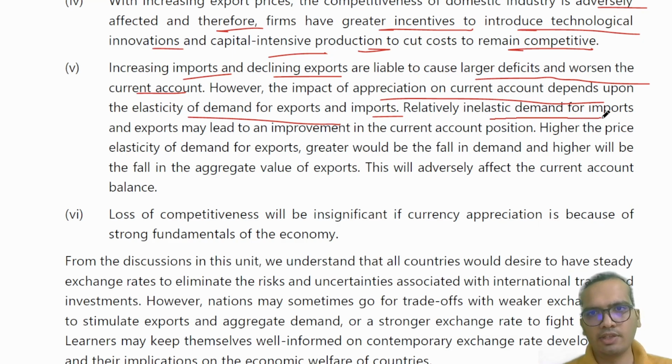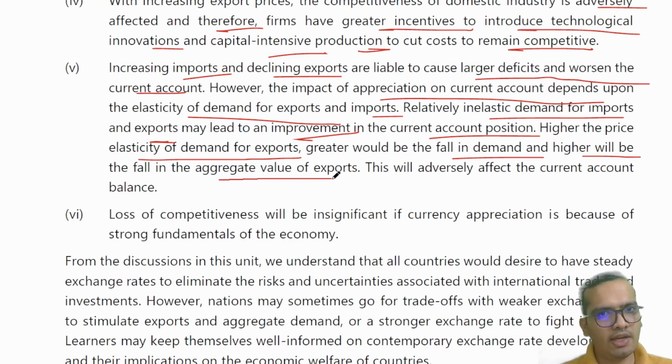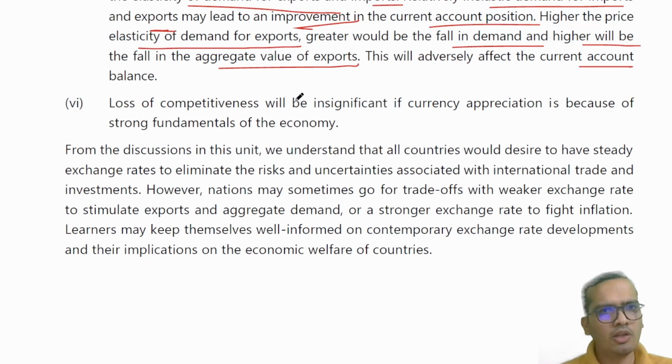Relatively inelastic demand for imports and exports may lead to an improvement in the current account position. The higher the price elasticity of demand for exports, the greater would be the fall in demand and the higher would be the fall in the aggregate value of goods. This would adversely affect the current account balance. Loss of competitiveness will be insignificant if currency appreciation is because of strong fundamentals of the economy.